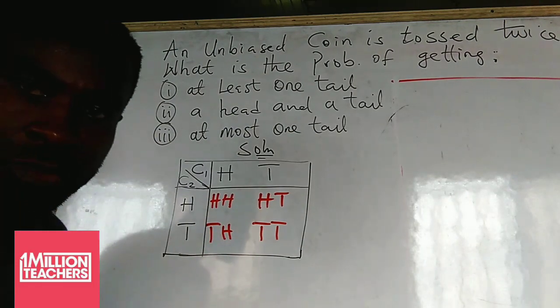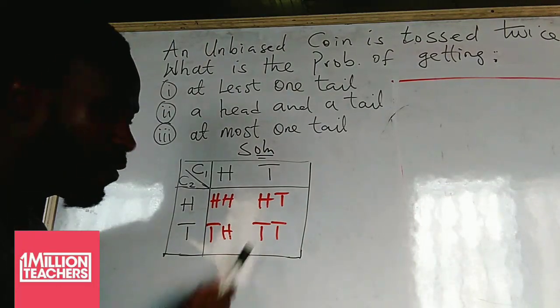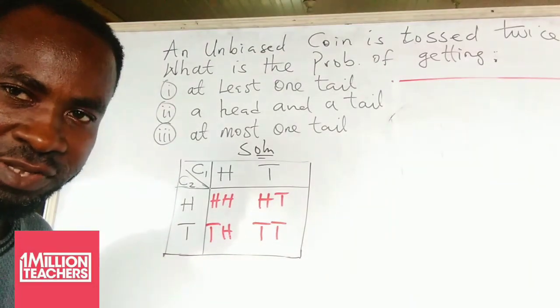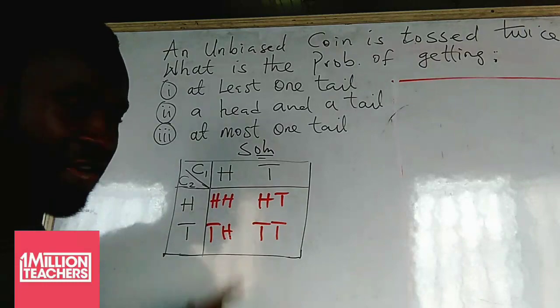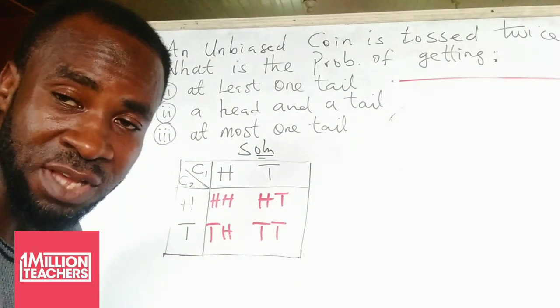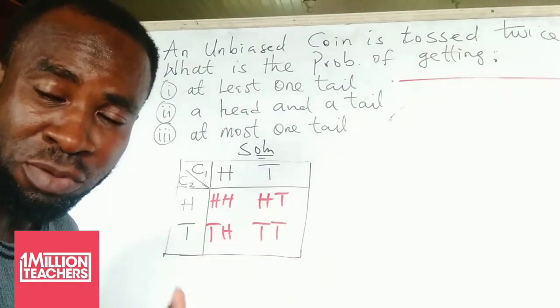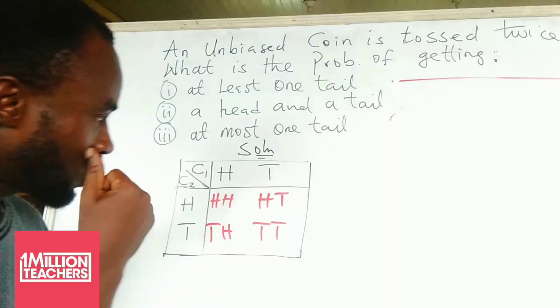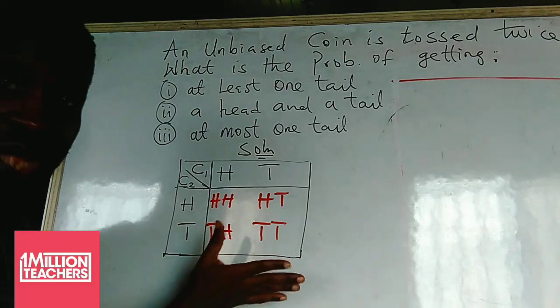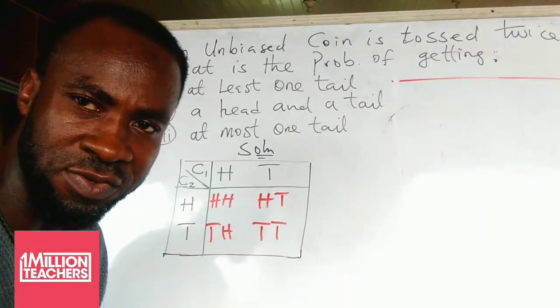Now let's count them. How many total possible outcomes do we have here? If we count, we have 1, 2, 3, 4. And this is our sample space. So anything we are solving here is going to be over 4. Remember that our formula for probability is the number of events divided by the total number of possible outcomes. So that is what we're going to do now. So now we have gotten our outcome table. Everything becomes so easy now for us to solve.